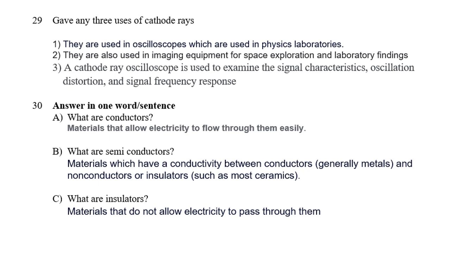Question 30. Answer in one word or sentence. A. What are conductors? Materials that allow electricity to flow through them easily. B. What are semiconductors? Materials which have a conductivity between conductors, generally metals, and non-conductors or insulators, such as most ceramics. C. What are insulators? Materials that do not allow electricity to pass through them.